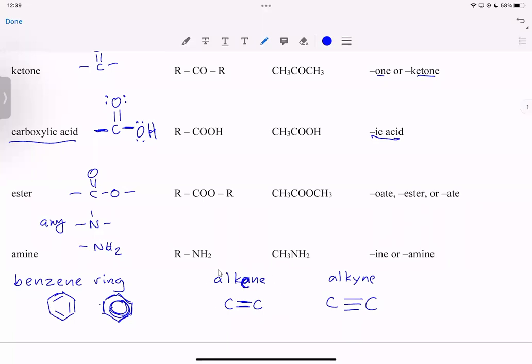Note, I had to fix this. This is not an alkane. It's an alkene, which is the double bond. The name ending ENE is the double bond, and YNE is the triple bond. ANE is when you have all single bonds.